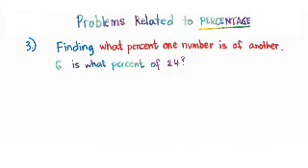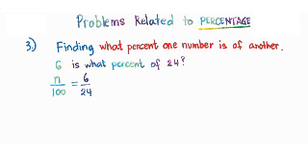Number 3, finding what percent one number is of another. Example, 6 is what percent of 24? So this basically is 6 out of 24. What percent is that? So we can rewrite this: 6 out of 24 is the same as what percent. Percent meaning out of 100. We do not know what this number is. We can write it as this number n.